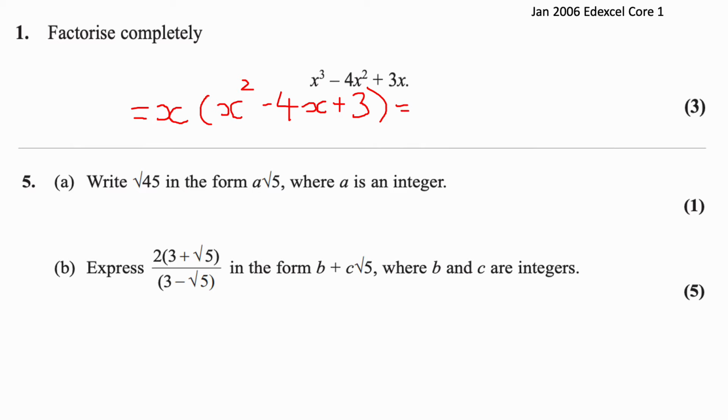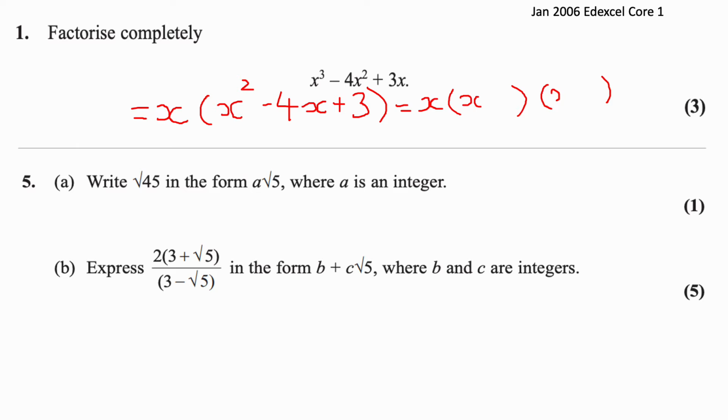I now recognize that this quadratic can also factorize. So I'm going to have x, and then I'm going to have two brackets, because it's a quadratic expression. To make x squared, I'm going to have x and x. I want two numbers that add to make negative 4 and multiply to make positive 3.